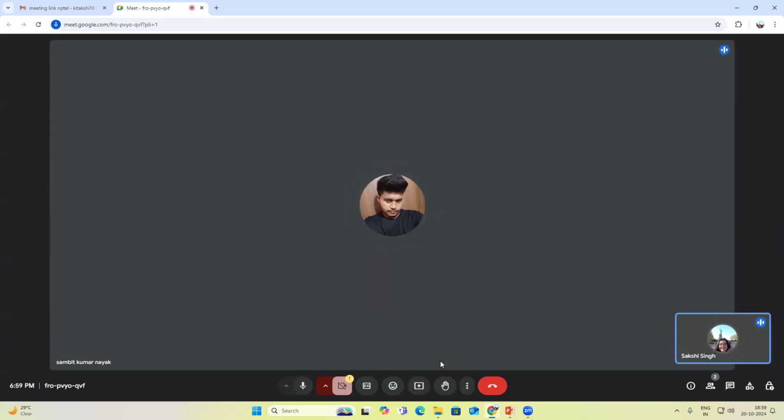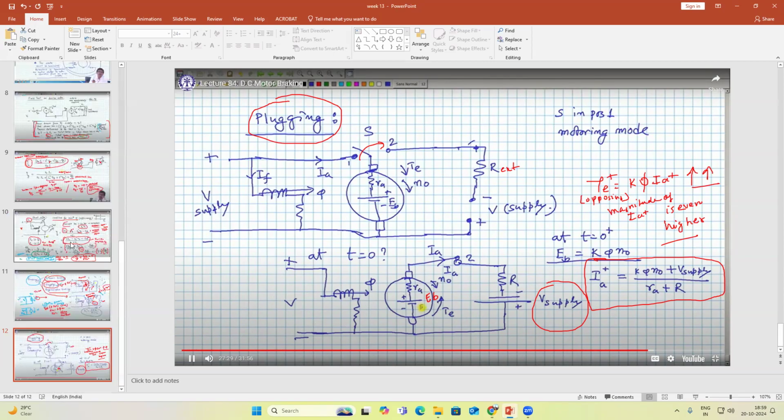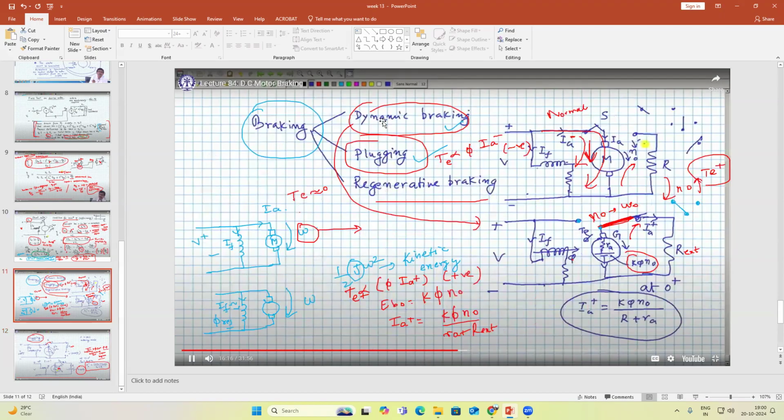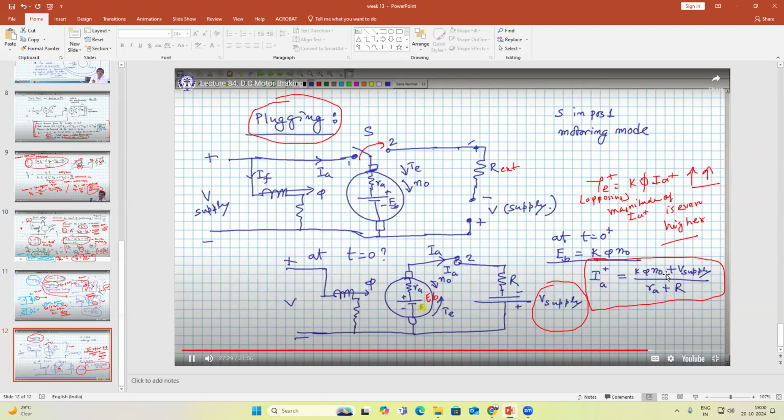So there can be some small numericals in braking, but in order to write those equations you need to know what the braking is and how to write it. In this case, for dynamic braking, it is only back EMF by R plus RA, but here it is back EMF plus V external supply by RA plus R.